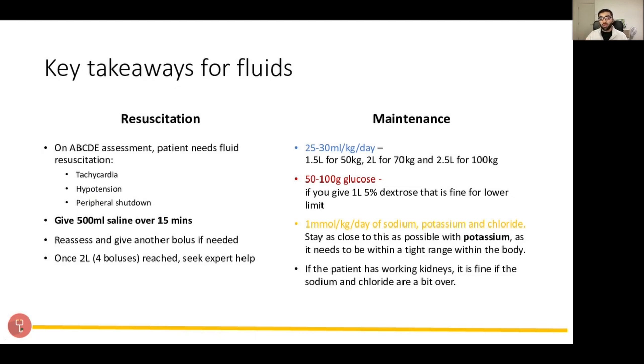So again, remember these key takeaways for resuscitation and maintenance. But if you want to know this topic more comprehensively, refer back to the NICE algorithm.